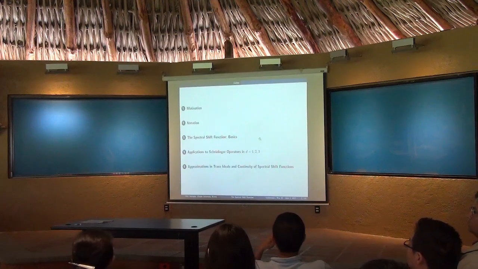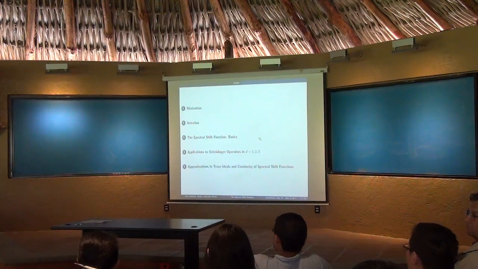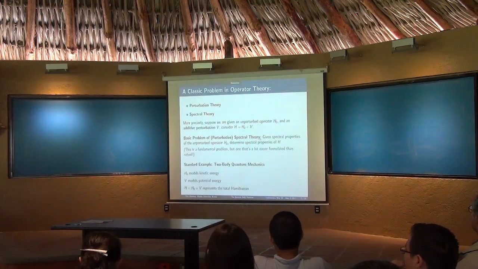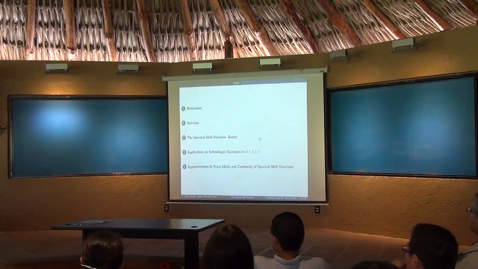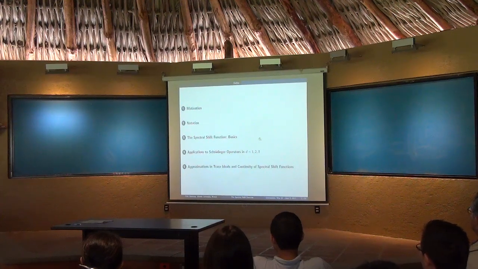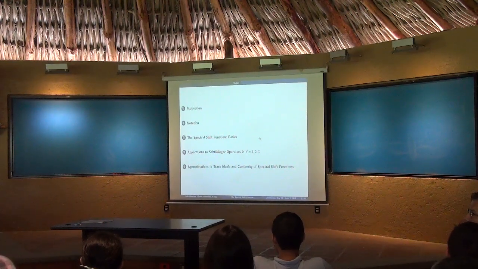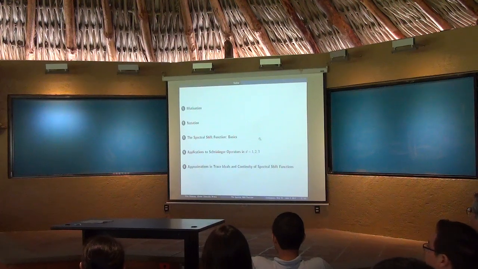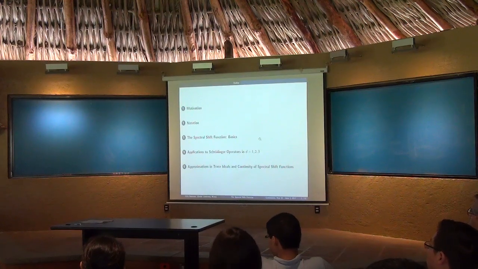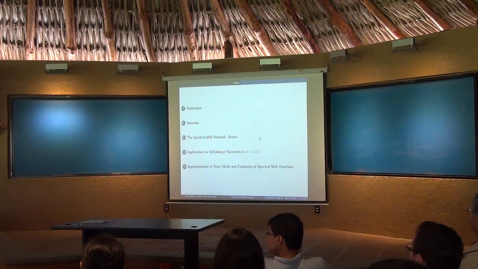All right. So going back to that, I'll introduce a little notation, then the basics about the spectral shift function itself, and then a slight application today, to Schrödinger operators, and then something that's relatively new, even to the experts, I assume. It's about continuity of spectral shift functions. So that's something that's not in the book literature at all. It's actually based on a paper that came out very recently. Okay, so that's the plan for today.